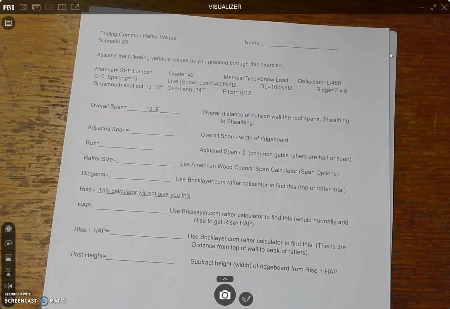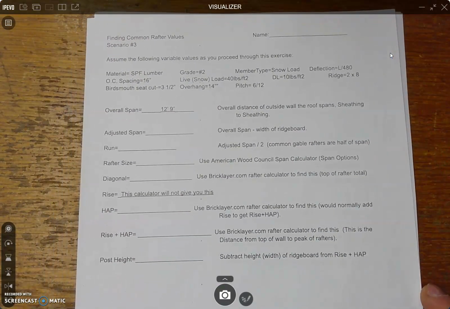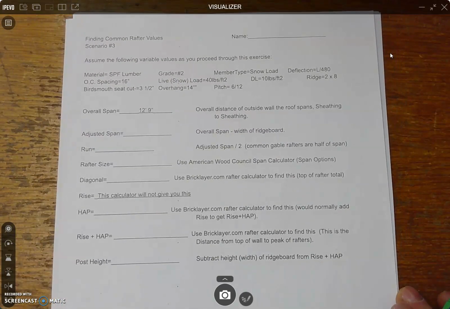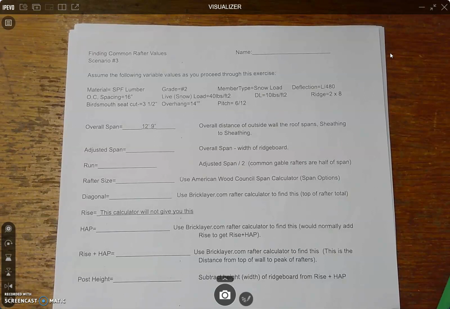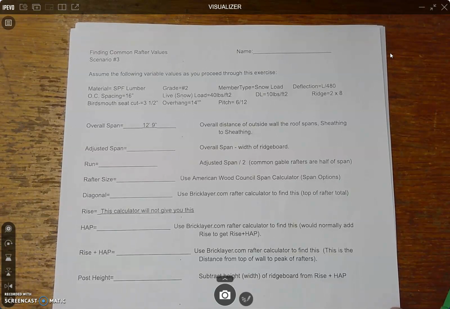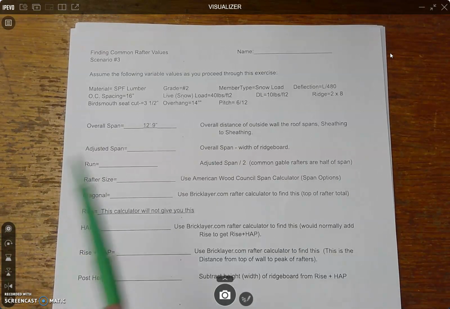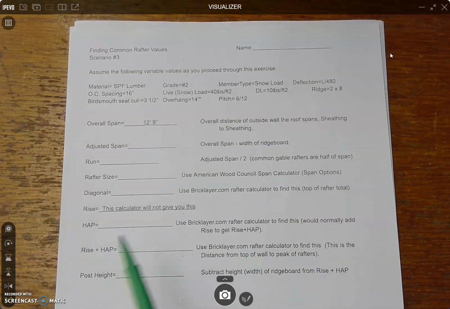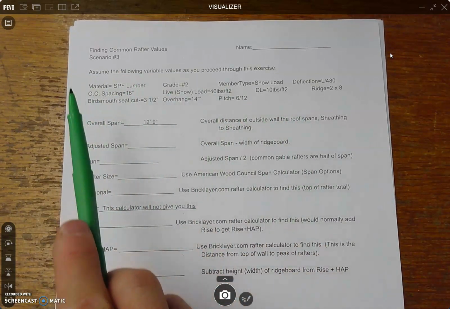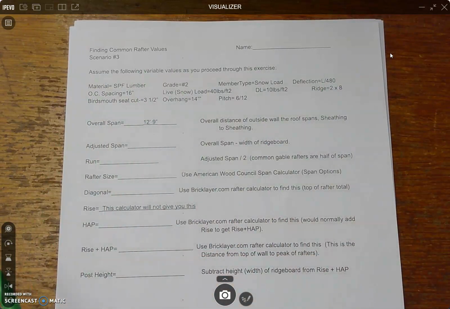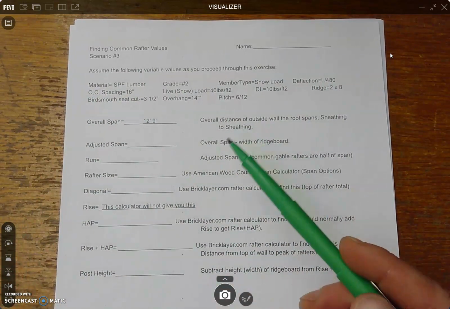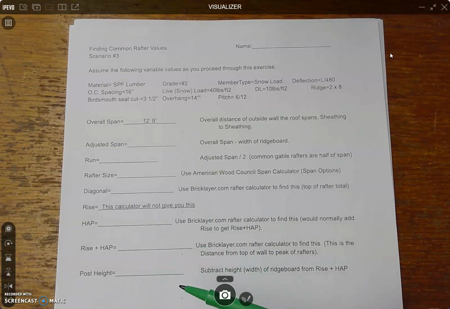Construction tech students, this is the second video I'm doing to show you how to figure out the values that you need to lay out a common rafter. I am not going to give you quite as much guidance this time around. I'm just going to walk you through the process. So remember, these are the characteristics of our situation, and these are the things we've got to figure out in order to lay out a rafter.